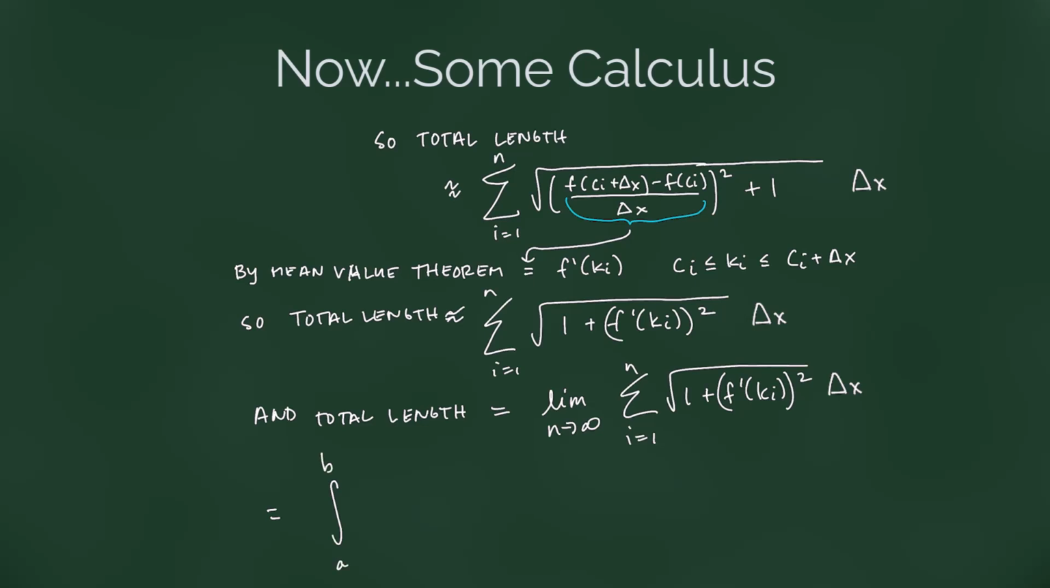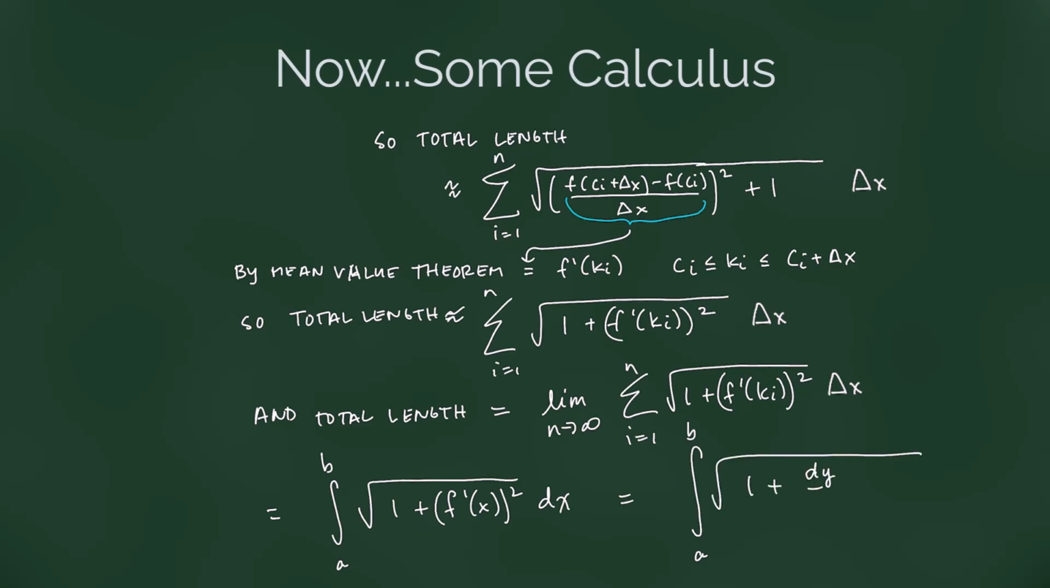integral from a to b, the region over which we wanted to know the length, of the square root of 1 plus f prime of x squared dx. We can write that using dx dy notation as the integral from a to b of the square root of 1 plus dy dx squared.